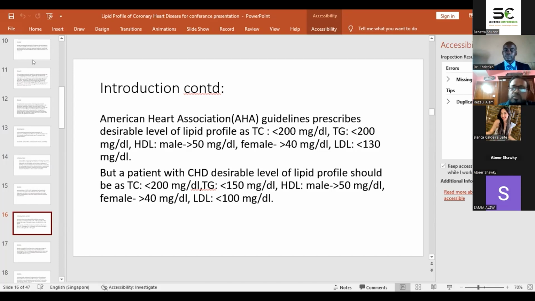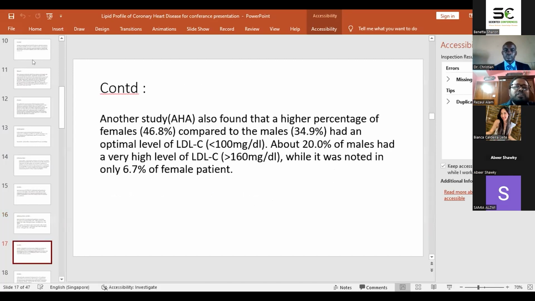These are the desirable levels that should be taken in case of coronary heart disease. In another study of the American Heart Association, it was also found that a higher percentage of females, about 46.8%, compared to the males, 34.9%, had an optimum level of LDL cholesterol, that is less than 100 milligram per dL. About 20% of males had a very high level of LDL cholesterol, whereas it was noted in only 6.7% of female patients.